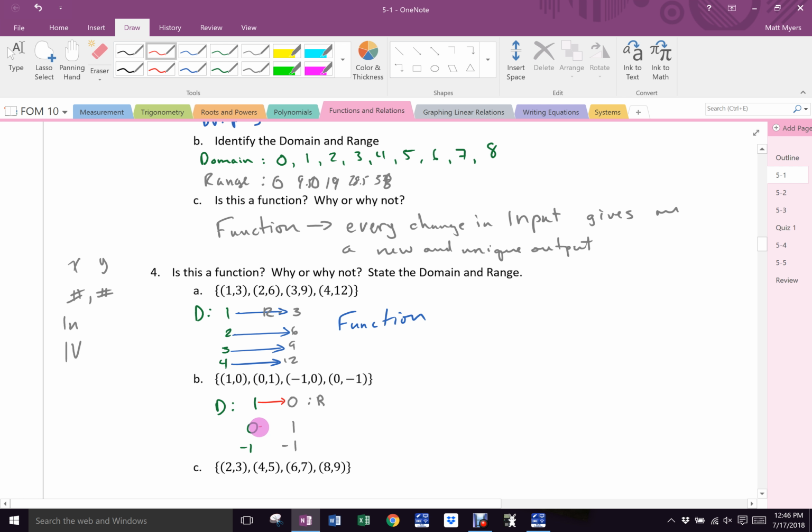When I input 0, I get an output of 1, and I get an output of -1. Is that okay? No. That makes this a relation, because at input 0, I got 2 outputs. Everybody understand?